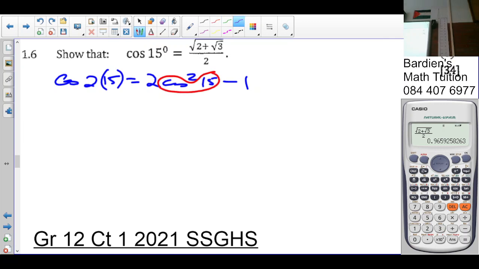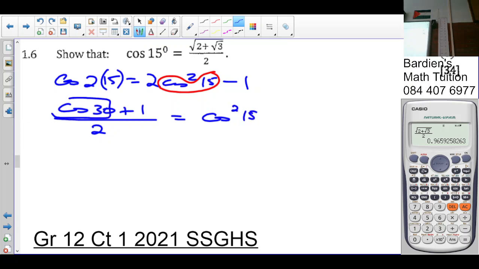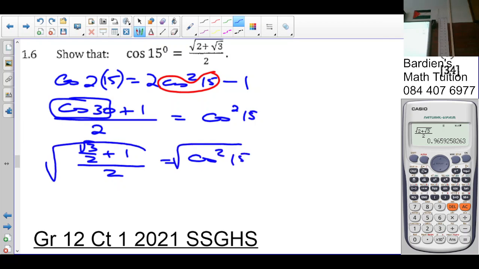Okay. But cos 30, I'm doing the 1 over becomes plus 1 divided by 2, the square root thereof. Remember that is squared, okay? Just keep that. So cos of 30 is root 3 over 2 plus 1 over 2 equals cos squared 15. Now I take the square root. Normally when I introduce square root, I must not forget plus minus. But because that is plus, I'm going to drop the minus, okay?